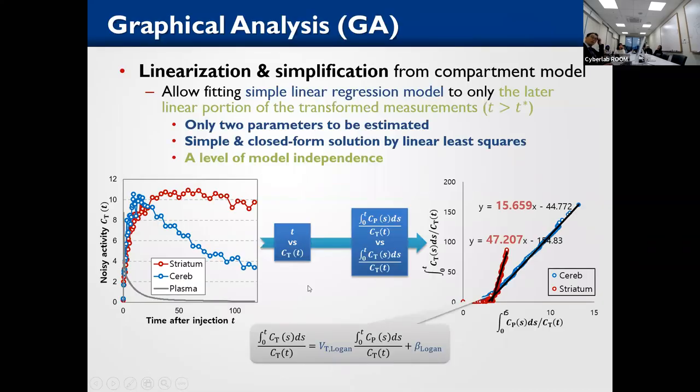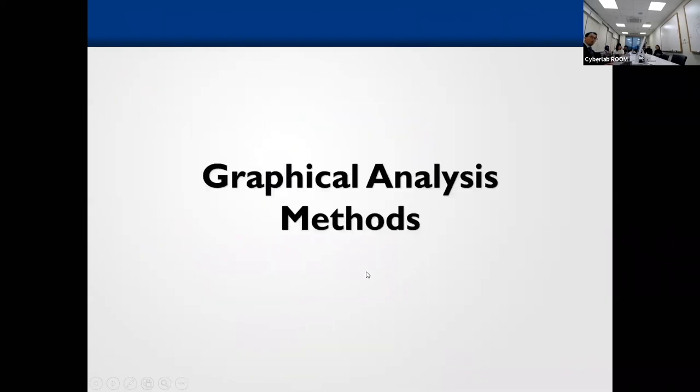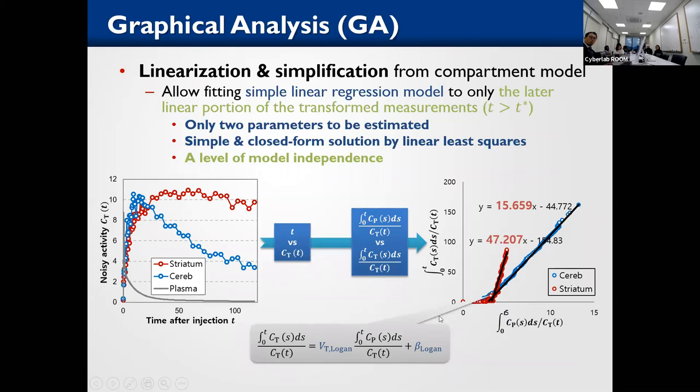And another simplifying method is what you may have heard of as graphical analysis. One model is the Logan plot, another is the Patlak or Gjedde-Patlak. From the compartment model equations, we can transform these equations into a simple linear regression model. It means we transform the input and tissue TAC somehow, and then we can make this kind of new curve.